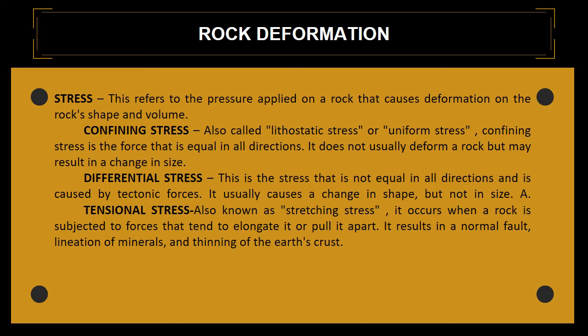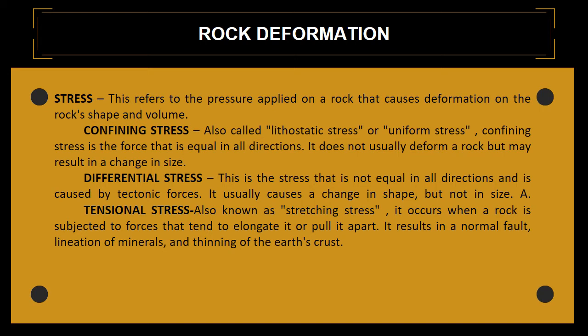So, tensional stress, also known as stretching stress. It occurs when a rock is subjected to forces that tend to elongate or pull it apart. It results in a normal fault, lineation of minerals, and thinning of Earth's crust. So, mostly itong tensional stress is nangyayari between divergent plates. So, subjected or tend to elongate or pull it apart.